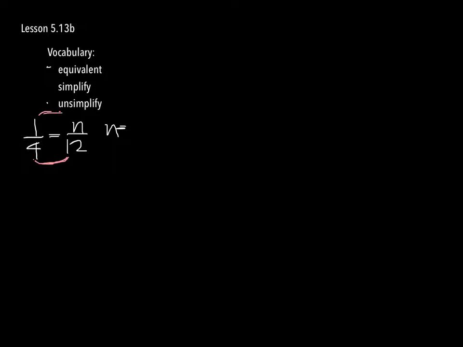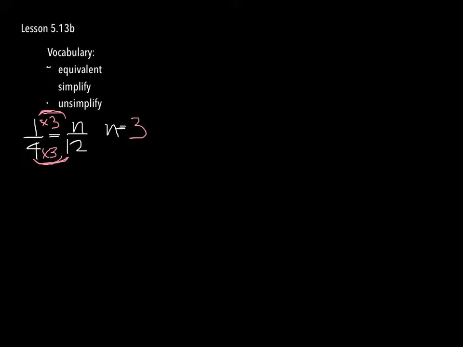Which number has changed? Well, in this case, you see that our denominator has changed and has gone from 4 to 12. The question is, what did I do to 4 to get to 12? Well, you multiplied it by 3. Whatever I do to the bottom, I'm going to do to the top. So it's going to be 1 times 3, so n is going to equal 3.